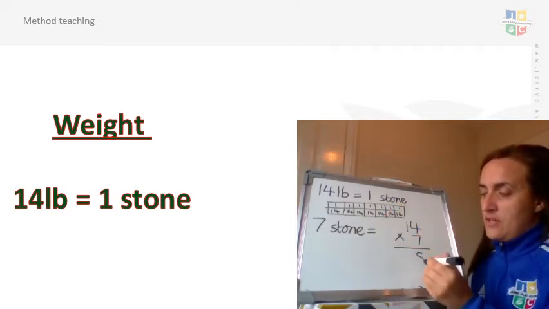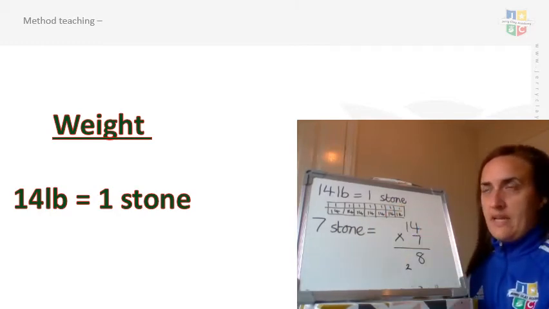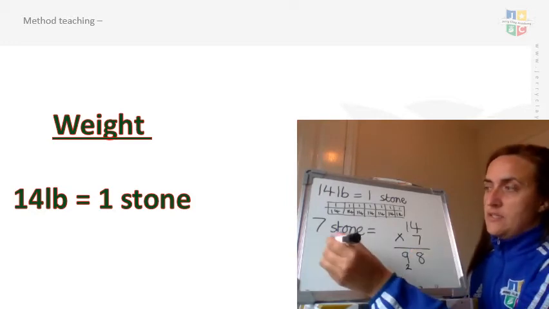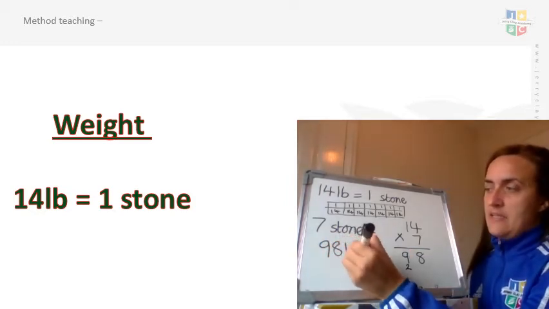So 7 times 4 is 28. 1 times 7 is 7. Add the 2 is 9. So she weighs 98 pounds.